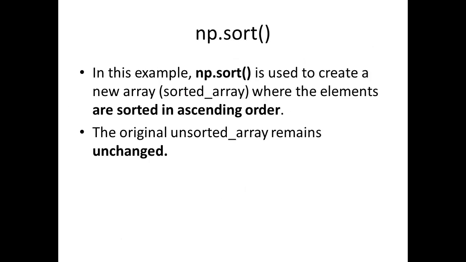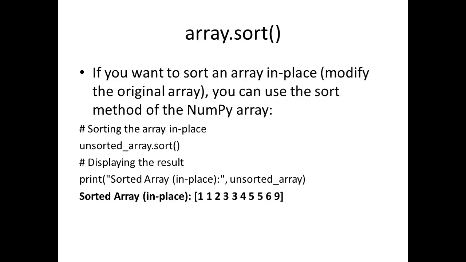So the original unsorted elements remain unchanged. This is the difference. When you are using np.sort, you create a new array, and you can sort it in ascending order. But the original array will not be changed, so it contains the original values.